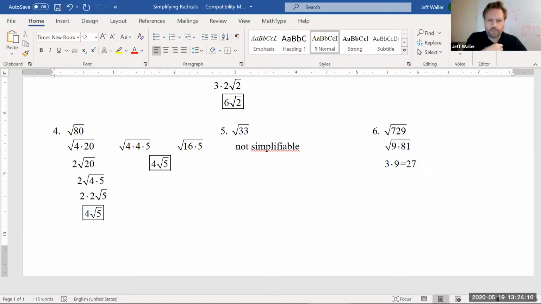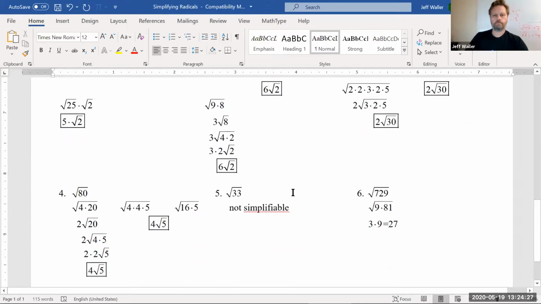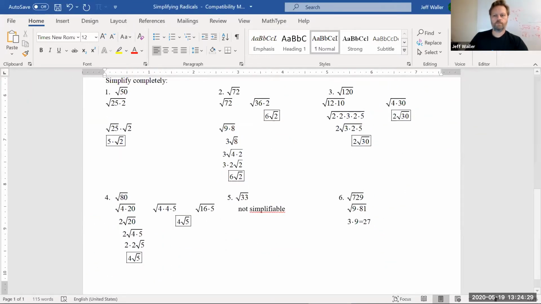Okay, let me see. So that one just happened to be already a perfect square. It's just that none of us have 729 memorized like we do with 16. Okay, so any questions from that sheet?